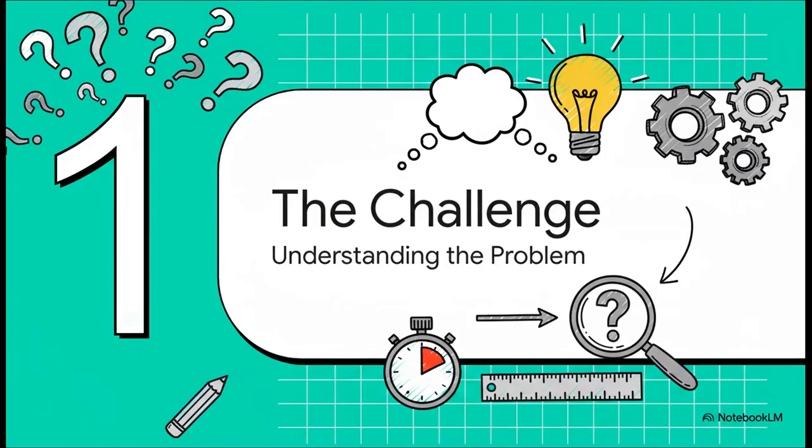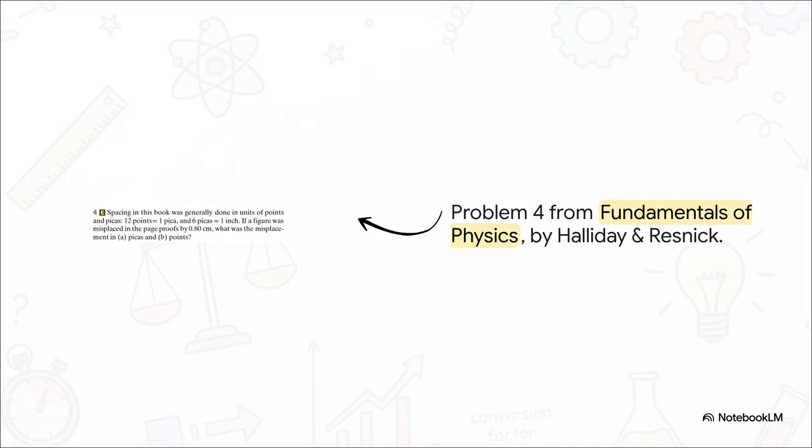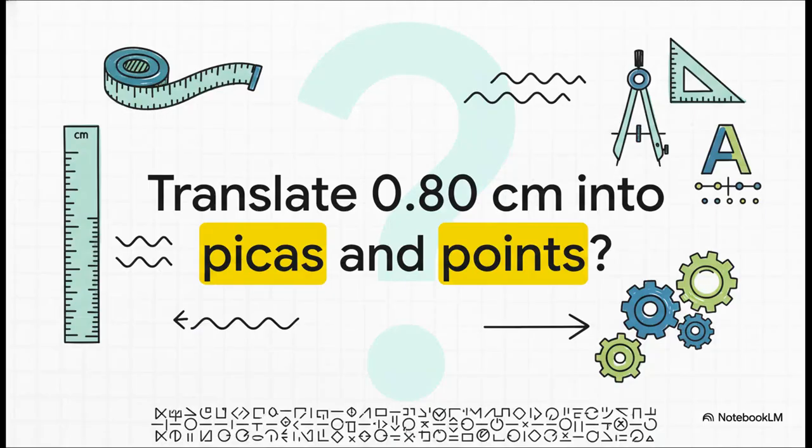All right, first things first, the challenge. Before you even think about plugging in numbers, the most important step in any physics problem is to make sure you know exactly what's being asked. So here's the problem straight from the book. It says, spacing in this book was generally done in units of points and picas. 12 points equals 1 pica and 6 picas equals 1 inch. If a figure was misplaced in the page proofs by 0.80 centimeters, what was the misplacement in A, pica, and B, points?